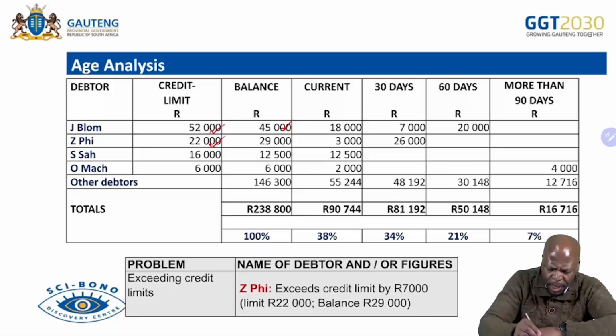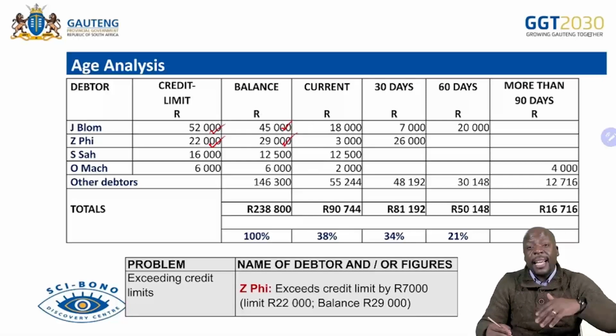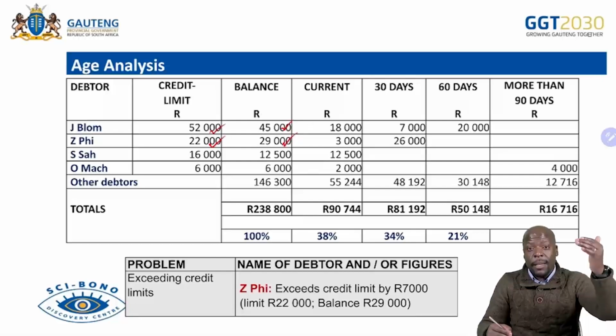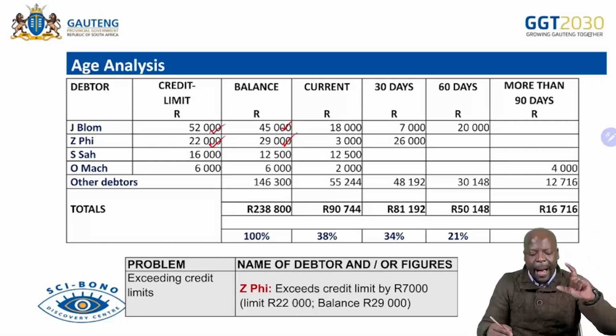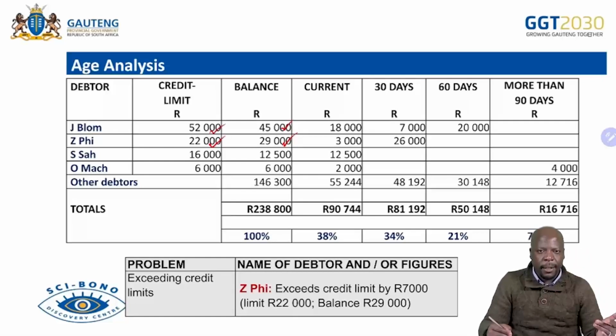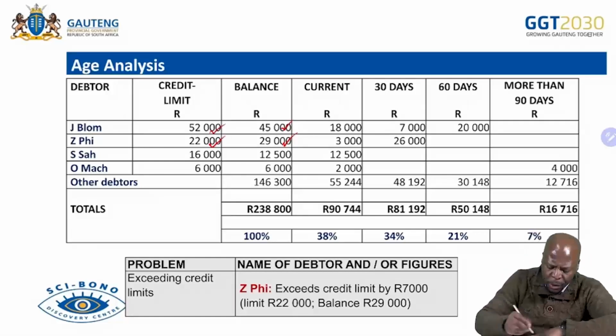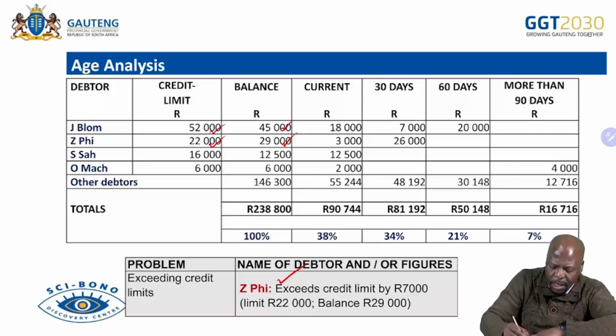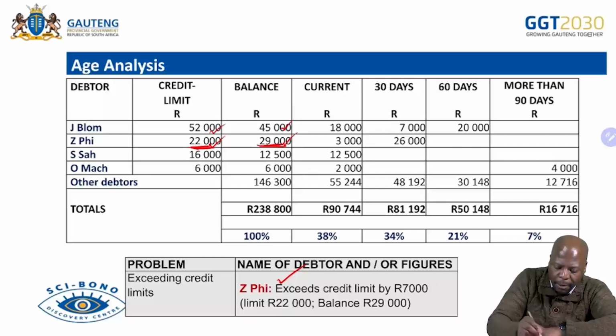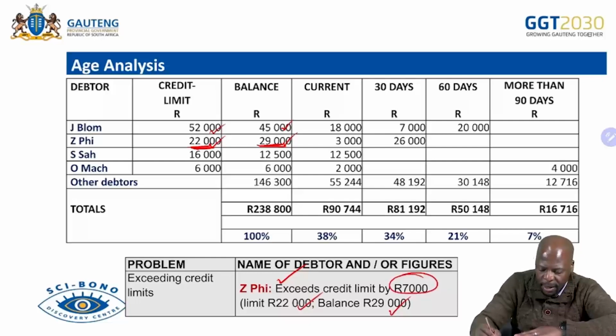But so far, he's bought for 29. That means he has exceeded his maximum. He should be buying for 22, but yet he is now owing 29. So Mr. ZP, there is a problem there. He has exceeded his credit limit by how much? 7,000. How do we get 7,000? He's owing 29, yet he should only be buying for 22. So it's 22 and 29. So he's exceeded by 7,000. That is a concern. Okay?